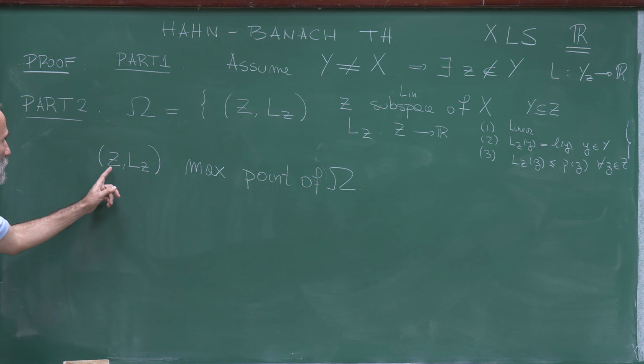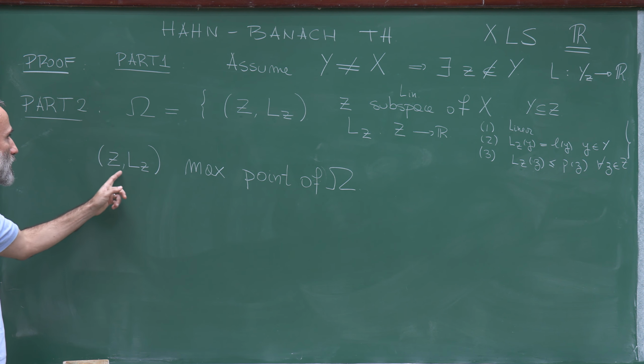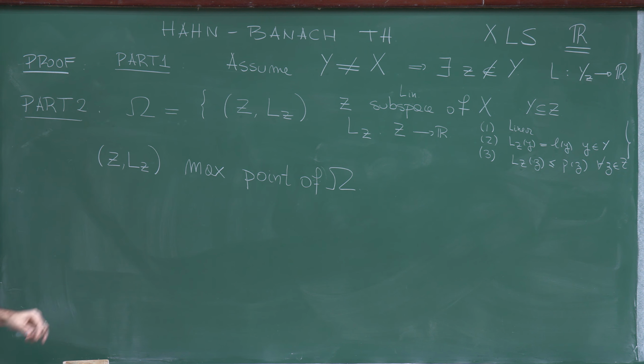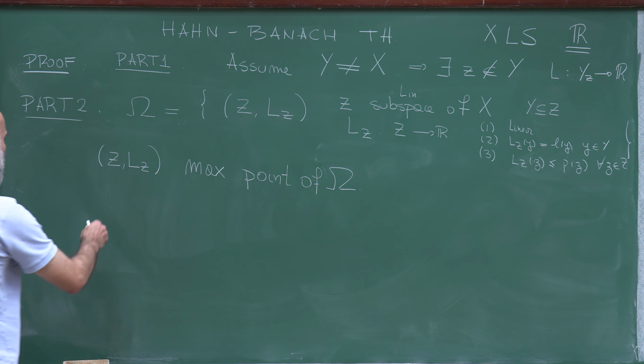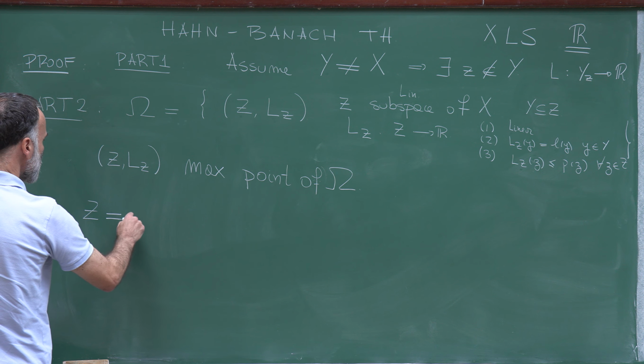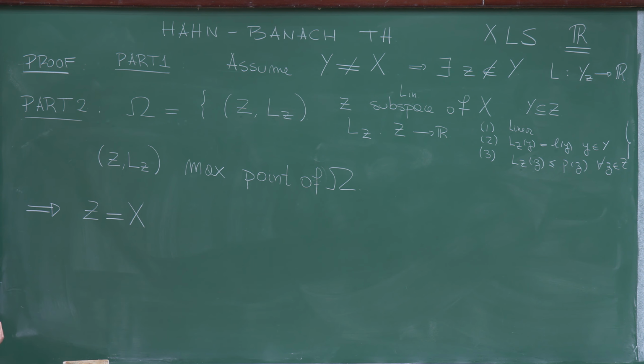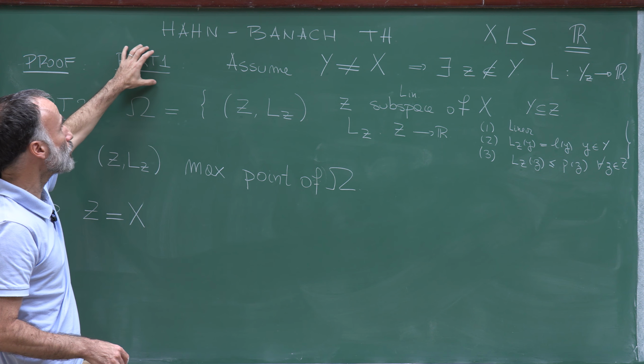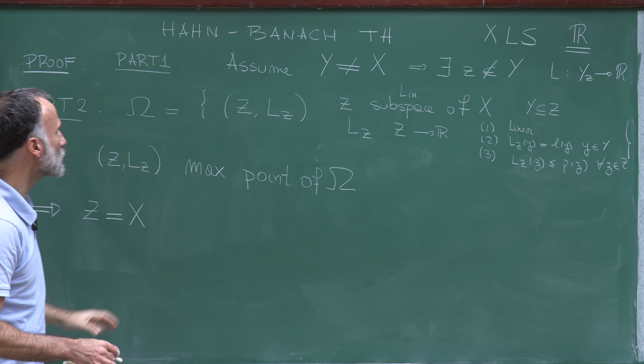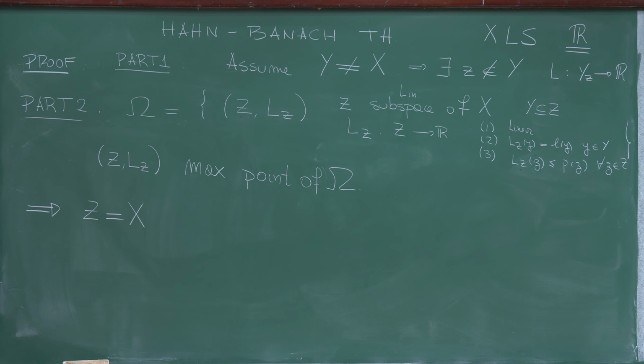So we just proved that this set omega has a maximal point, which I'm representing by Z, L_Z. And now what I claim is that Z has to be equal to X. Well, you see that part 1 and part 2 of my proof were completely independent, right? I never used part 1 in the proof of part 2, and of course I didn't use part 2 in the proof of part 1. They are just independent facts. Now, I claim that Z is equal to X. And why is that so?